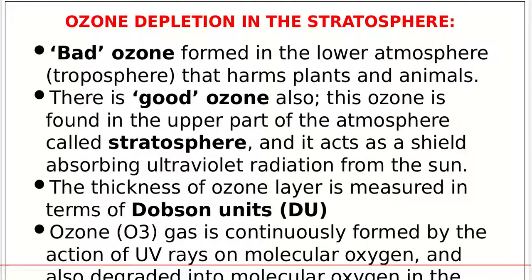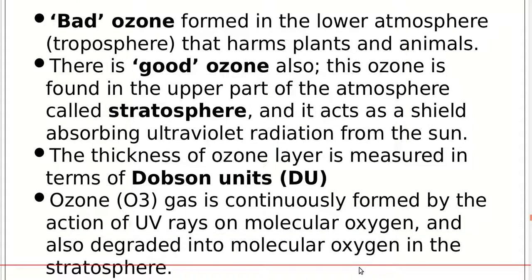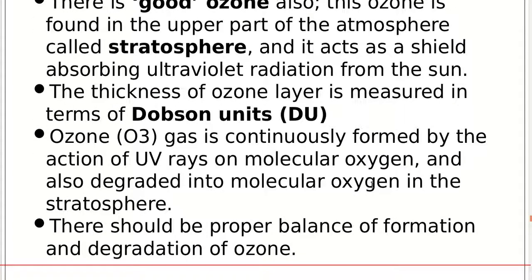The thickness of the ozone layer is measured in terms of Dobson units. DU stands for Dobson units. Ozone gas, that is O3, is continuously formed by the action of UV rays on molecular oxygen and also degraded into molecular oxygen in the stratosphere. There should be a proper balance of formation and degradation of ozone, which is not happening at present.